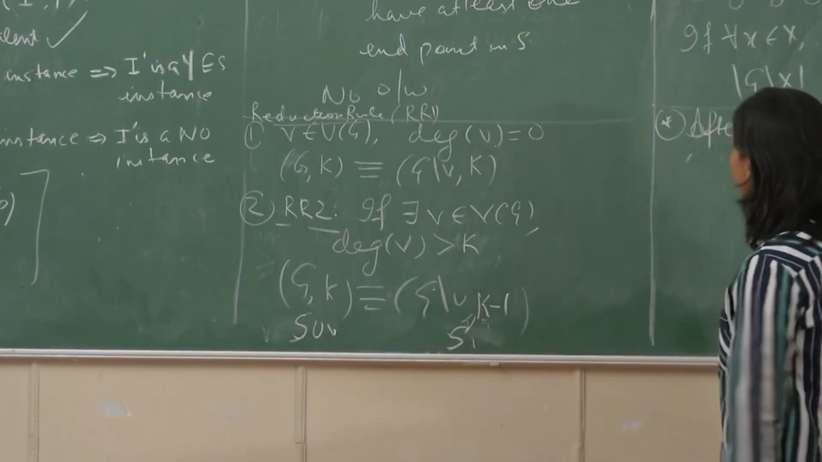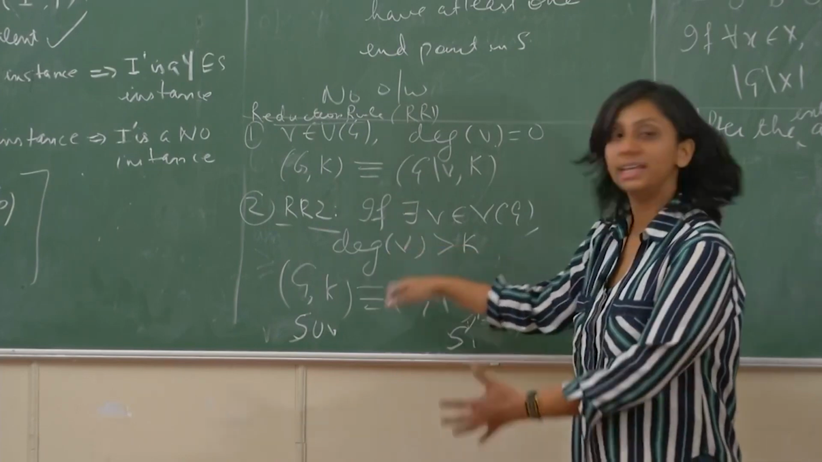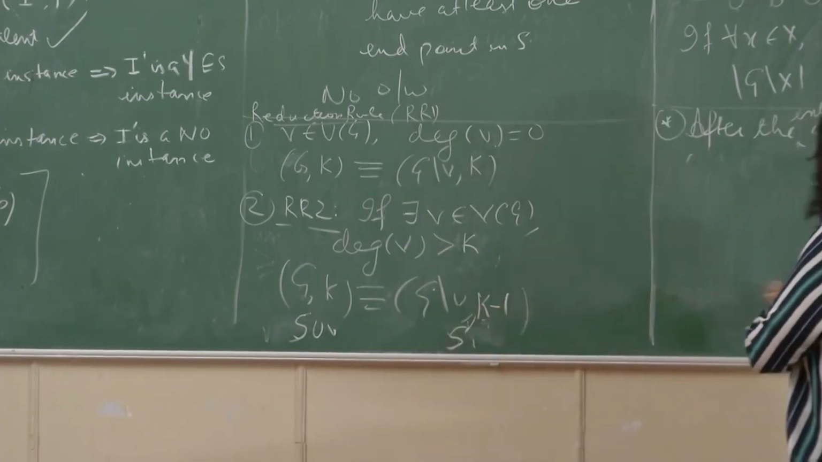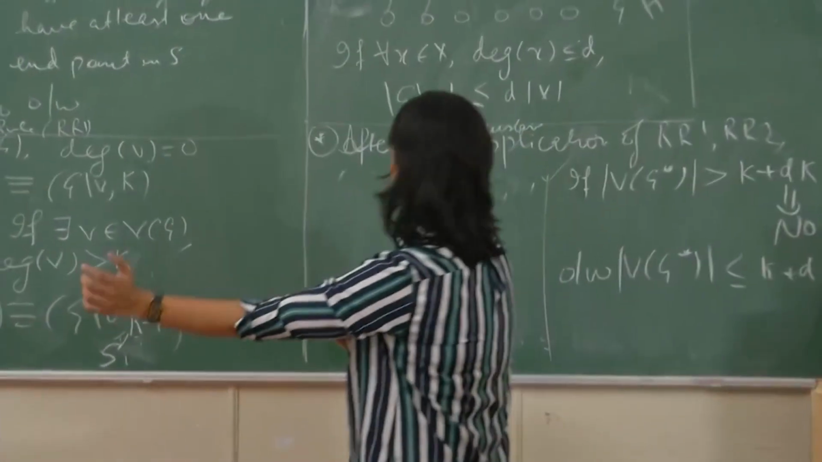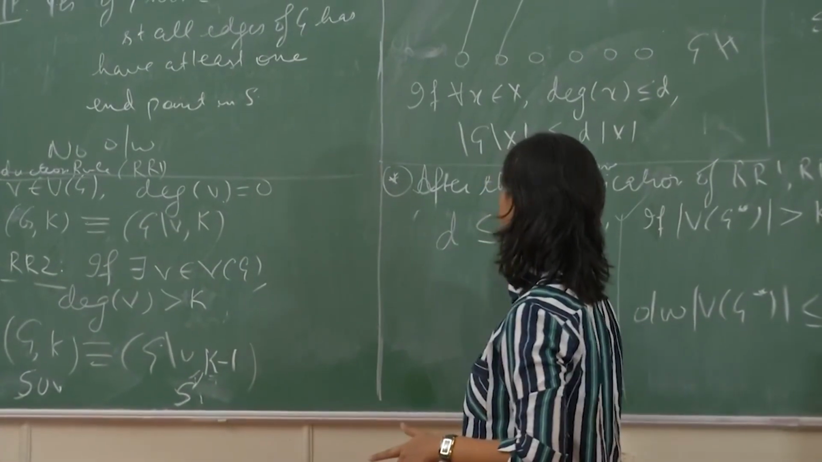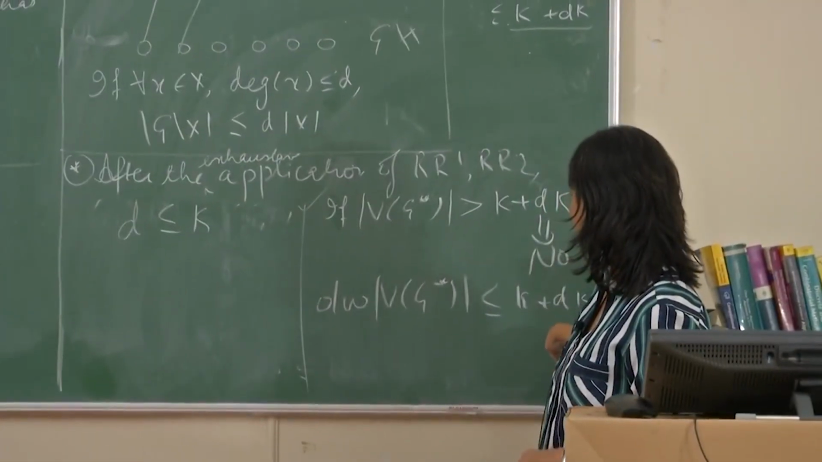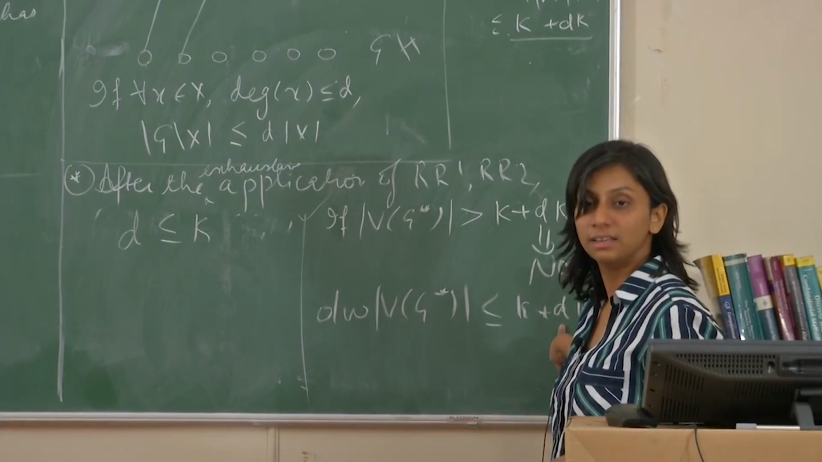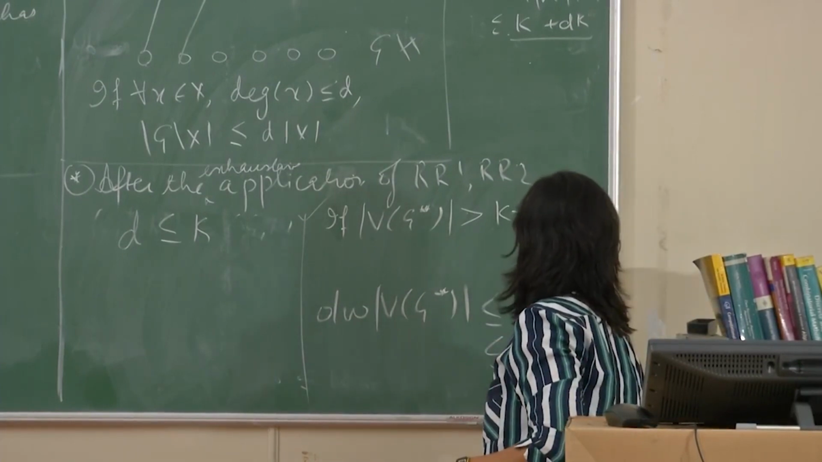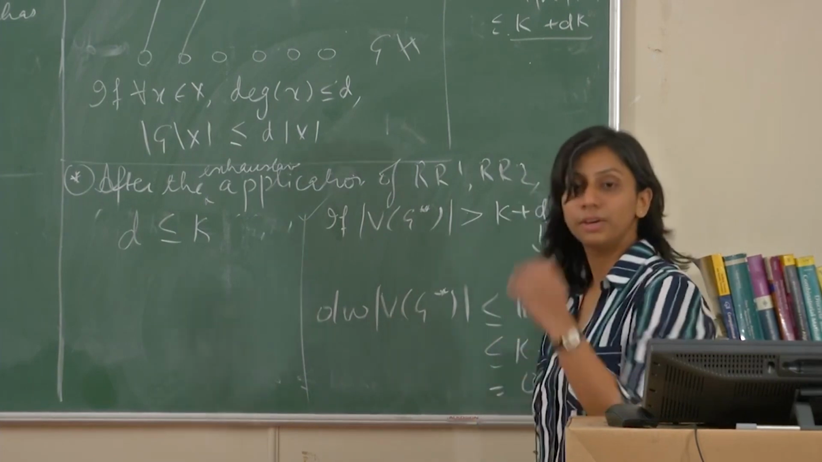So basically what we have proved is that if the degree of V is strictly greater than K, then we can do this. So that means after the application of these rules, every vertex will have degree at most K. So basically, what is the size of the kernel that we get? D here is K. So you get a K plus K square kernel. So some order K square, right?